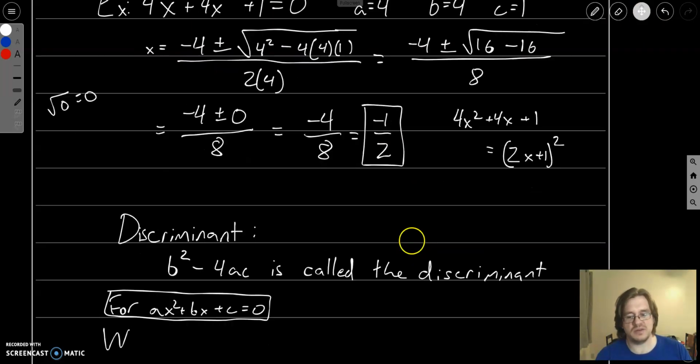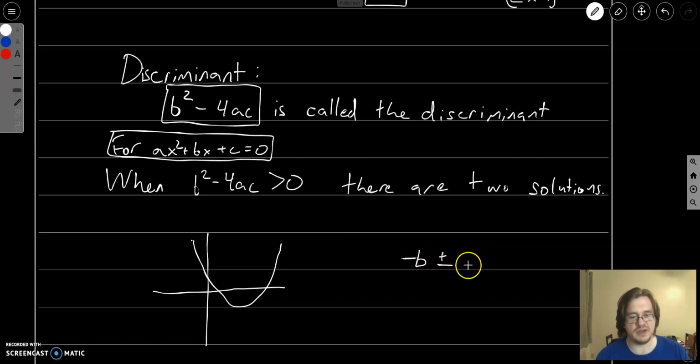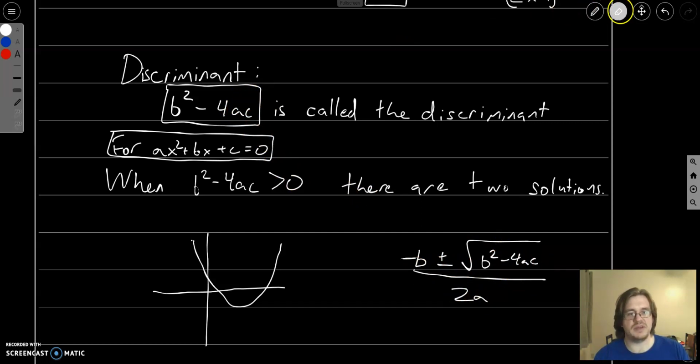So one thing that's important to notice is this term appears under the square root sign in our formula. Remember, our formula is minus b plus or minus the square root of b squared minus 4ac all over 2a. This is what appears underneath the square root sign, and it's called the discriminant.